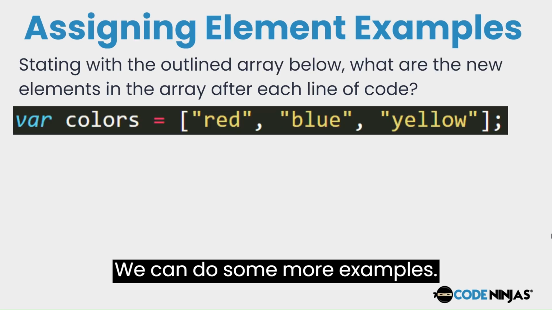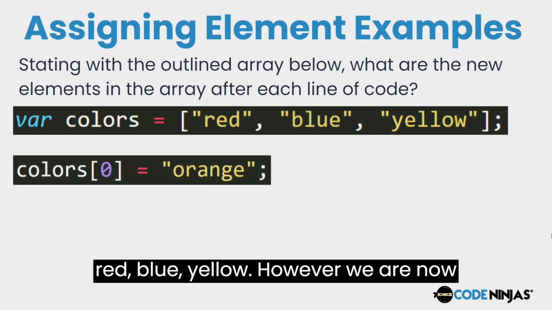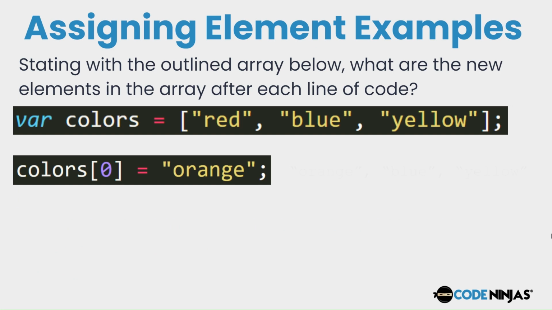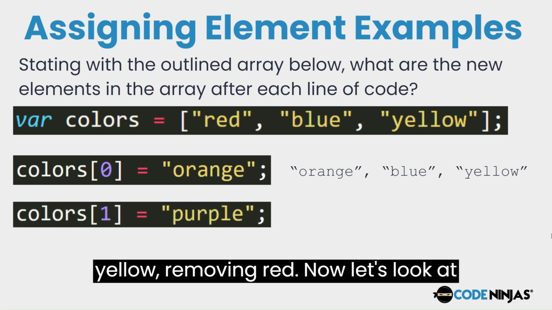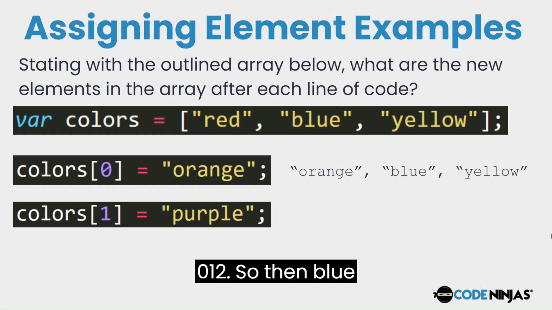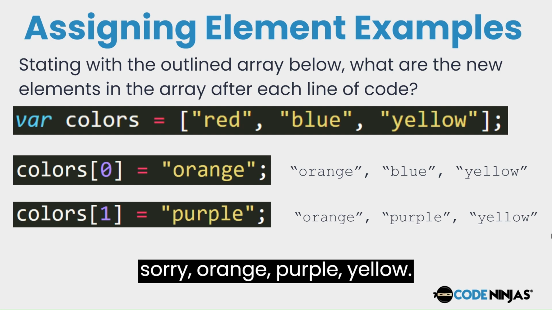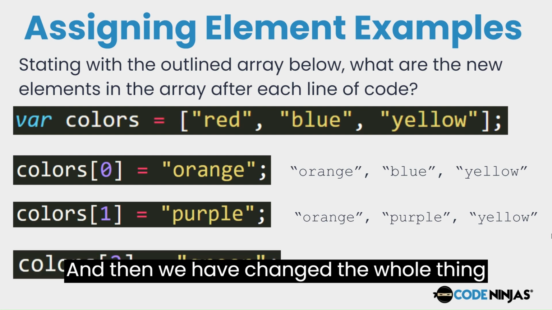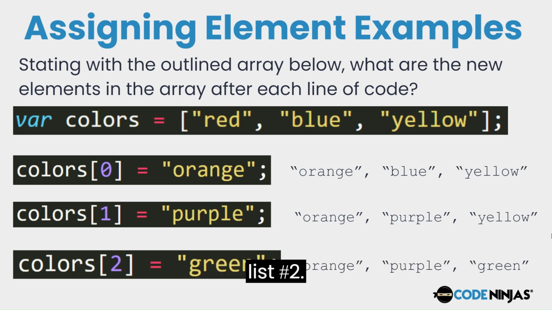We can do some more examples. So, let's see. We have colors red, blue, yellow. However, we are now setting color 0 to orange. So that would change it to orange, blue, yellow, removing red. Now let's look at colors purple. So we're looking at 0, 1, 2. So then blue will be changed to purple, giving orange, purple, yellow. And then we have changed the whole thing to line up as orange, purple, green by changing the last element in the list, number 2.